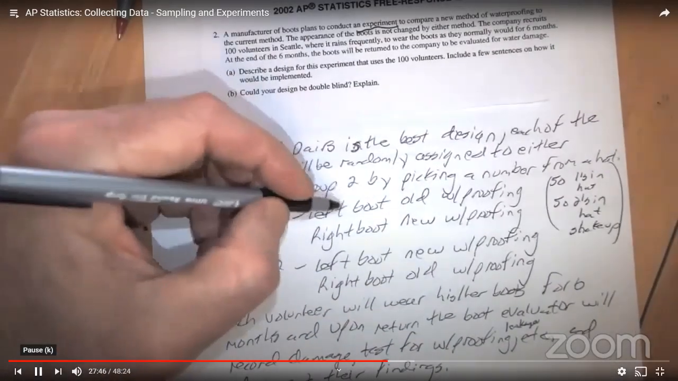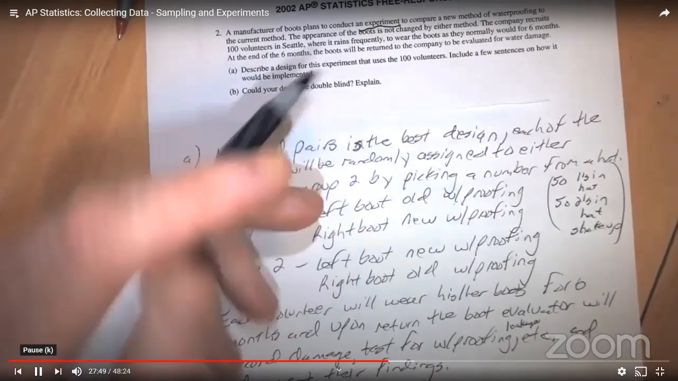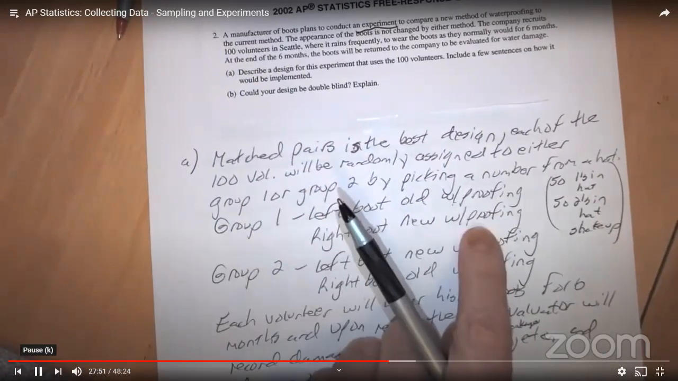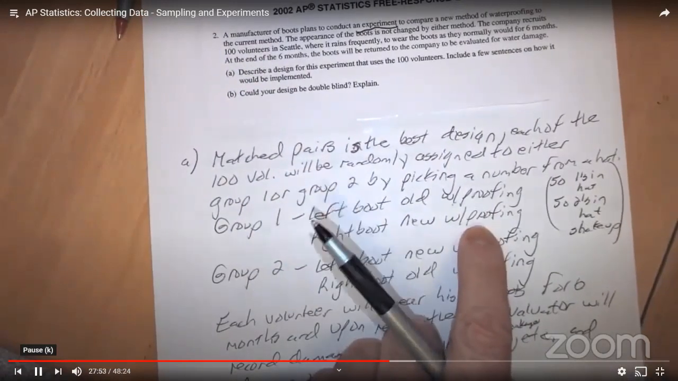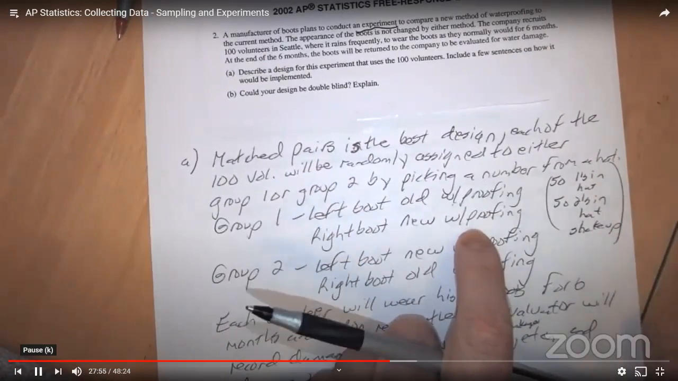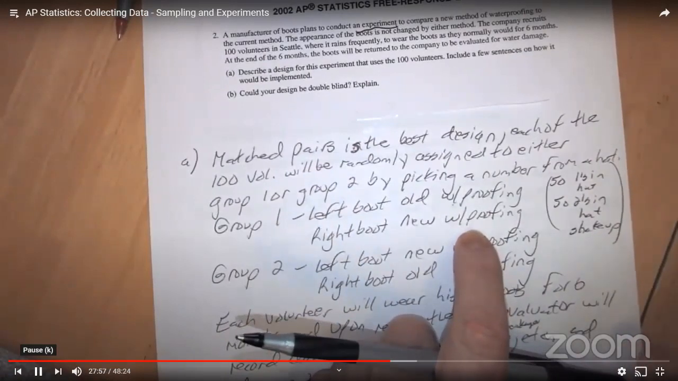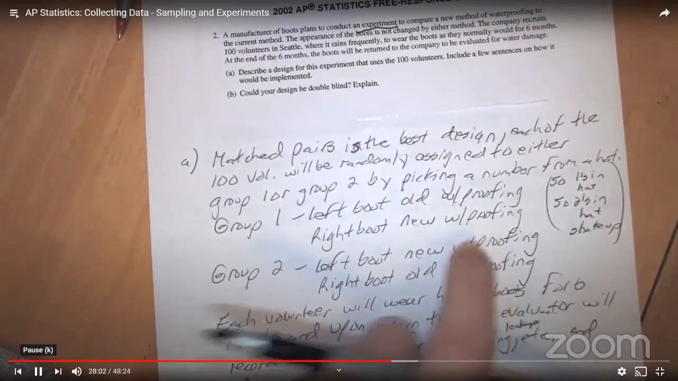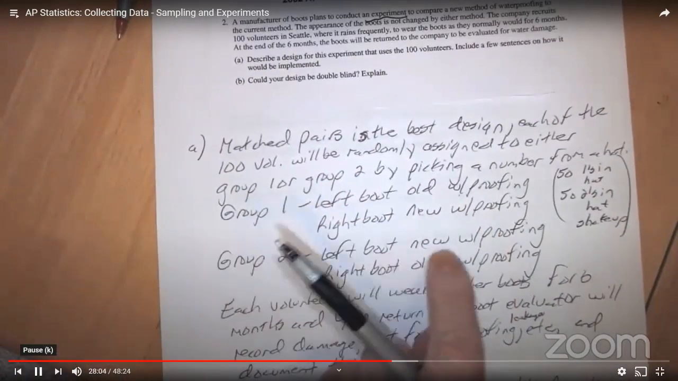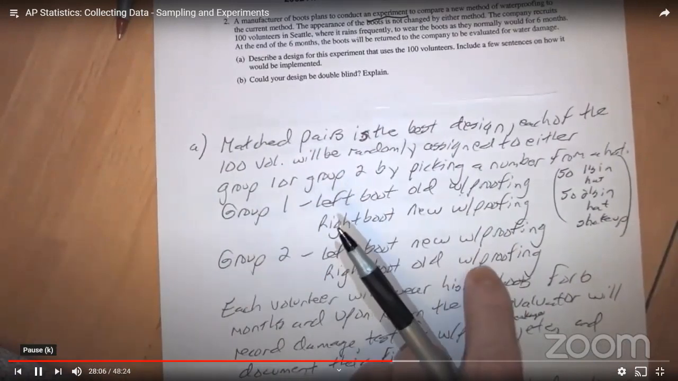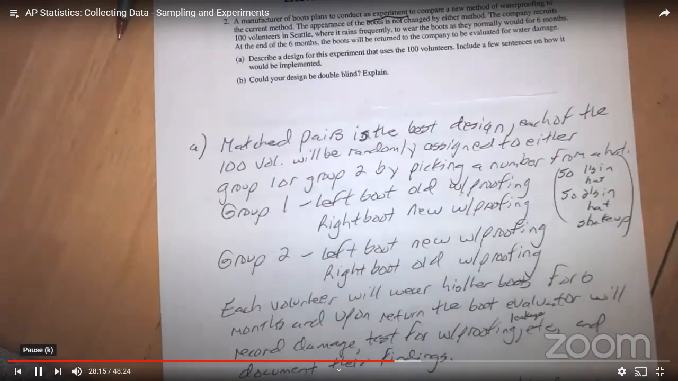So in group 1, I said the left boot was old waterproofing, and the right boot was new waterproofing. So there's your matched pairs. Each of the 100 volunteers is going to leave with 2 boots. One of them is going to be the new waterproofing, and one of them is going to be the old waterproofing. Group 2 is the opposite: left boot, new waterproofing, right boot, old waterproofing. So that's a better design than this picture here. And if you came up with that while I was working, great. It's what we call a classic matched pair.